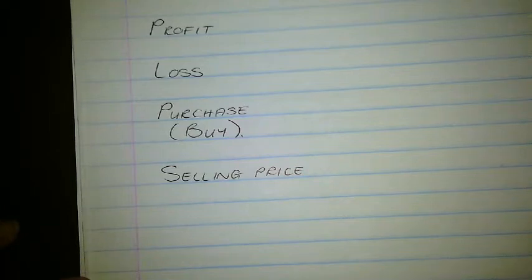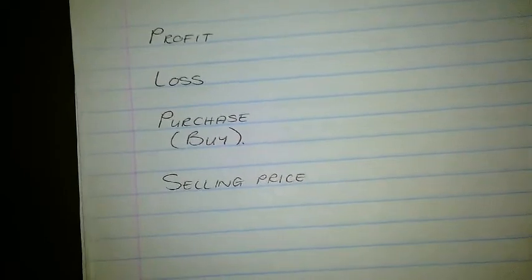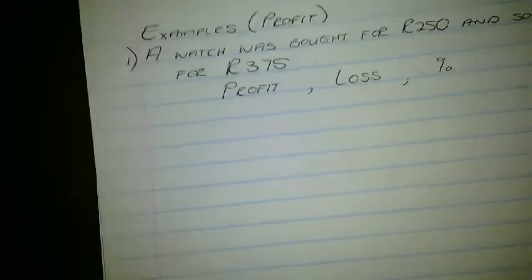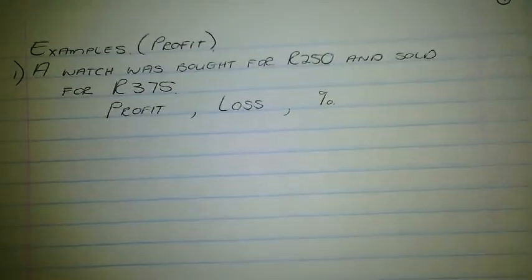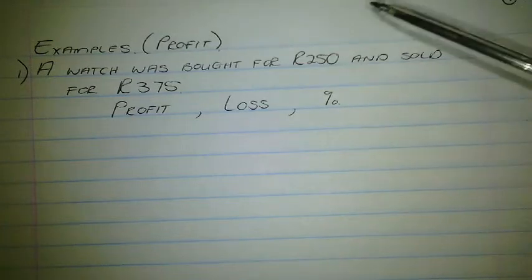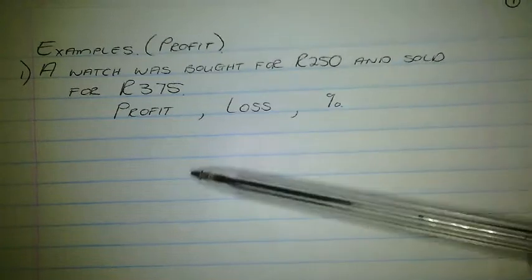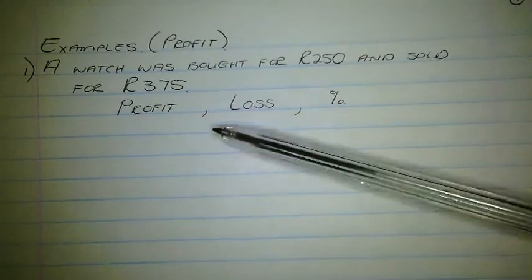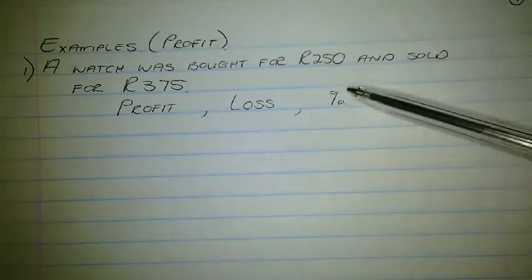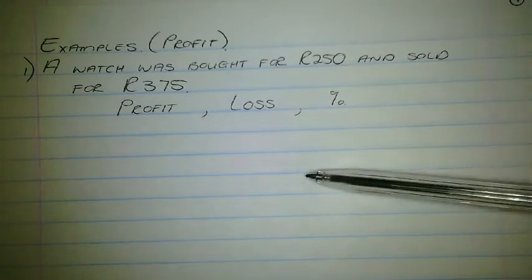Okay, for the first one, I'm going to basically use the same information that she gave you, and that was the sum. Just going to read it to you again. A watch was bought for 250 rand and sold for 375 rand. Okay, so first of all, they ask you to determine was it a profit or a loss, and then you have to calculate the percentage of profit or loss that you made on this watch.